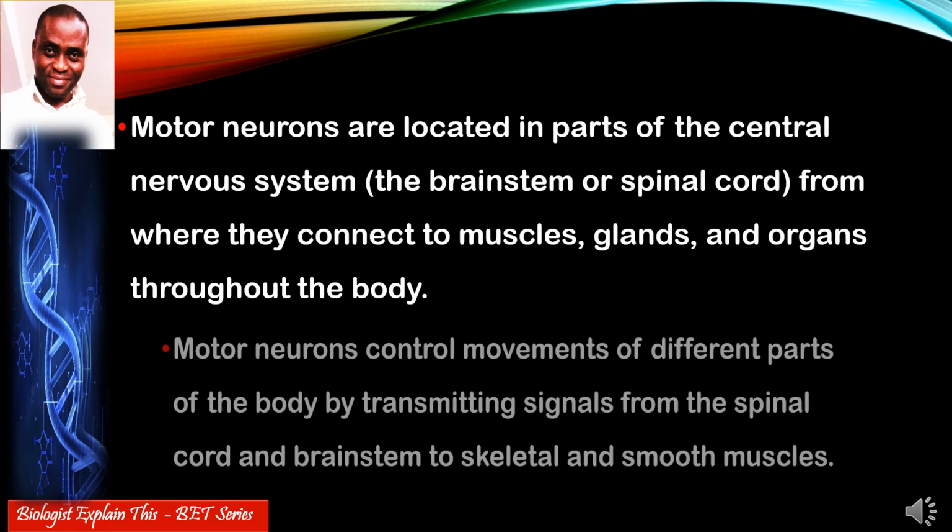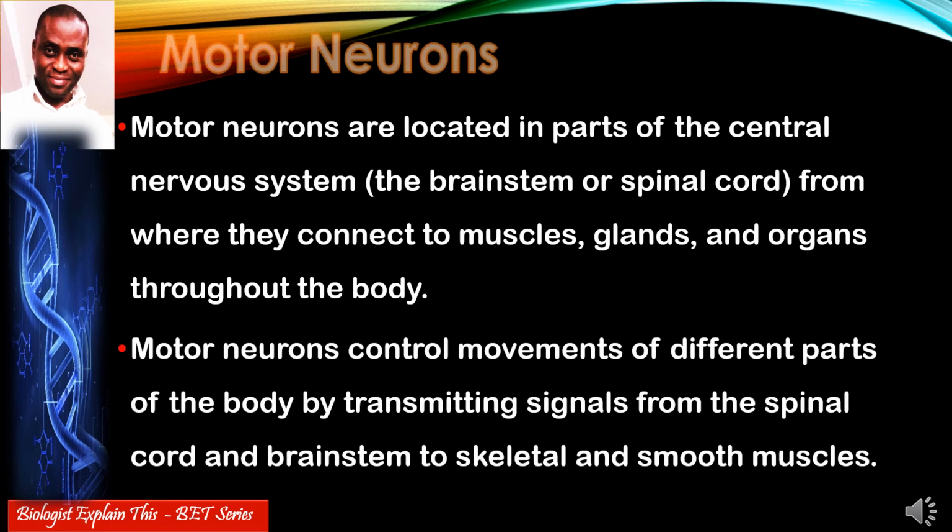Now, still on the motor neurons. Motor neurons are located in the part of the CNS known as the brainstem or the spinal cord. Remember, they connect the effectors. And so from the brainstem, they can connect the different parts of the body, the muscles, the glands, and all the various organs that have to respond to a particular stimulus. That's the issue of the location of the motor neurons.